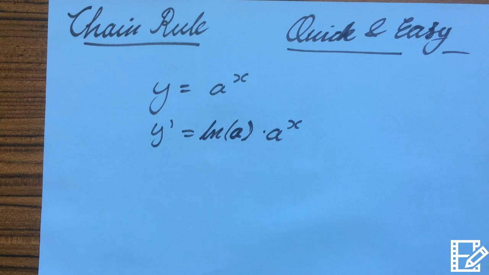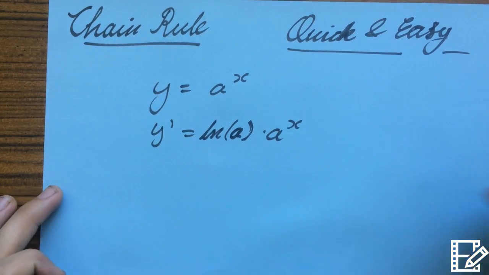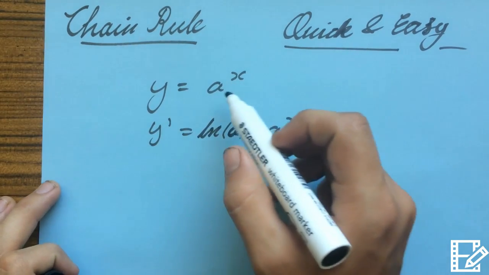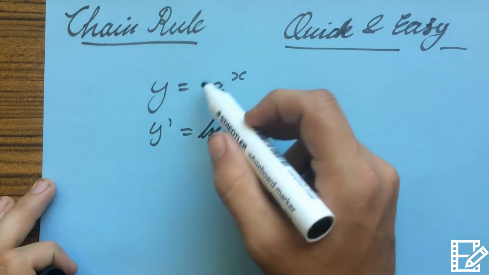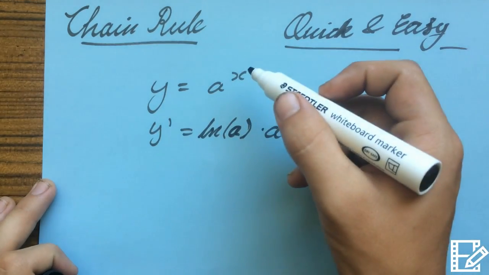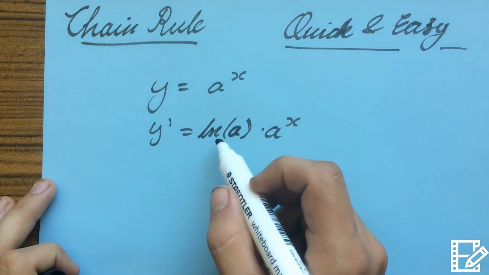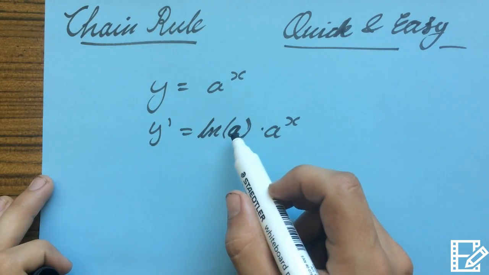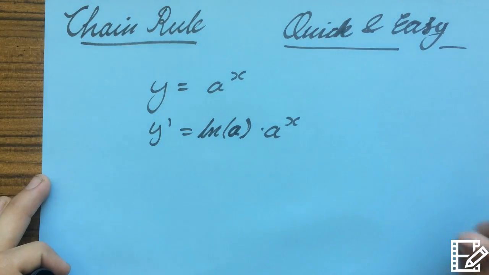Exponential derivatives. Chain rule, a quick and easy method. So here we have a function y, and within that function you have a, which resembles a number, to the power of x. When you derive the function y, you get ln a multiplied by a to the power of x.